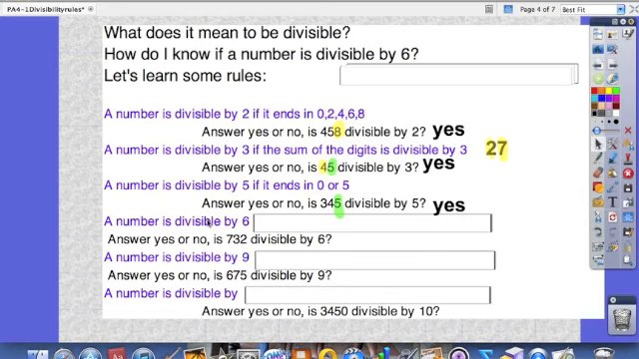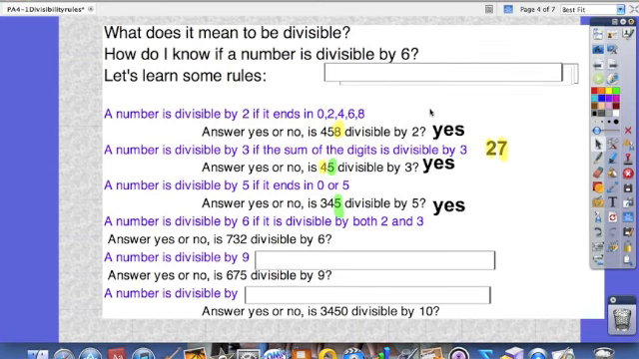The divisibility rule for 6 requires a little bit of work. How do we know if a number is divisible by 6? Well, it's got to meet two requirements. It has to be divisible by both 2 and 3. Okay, well, let's check this one down here. Answer yes or no. Is 732 divisible by 6?